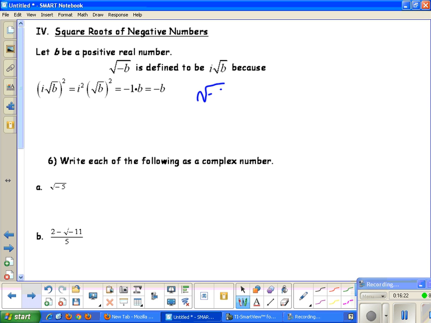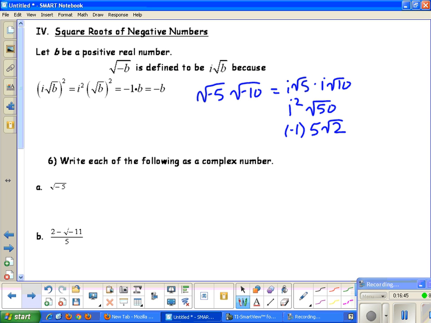For example, if you have root negative 5 times root negative 10, you have to do i root 5 times i root 10, and then this would give you i squared, and then root 5 times root 10 is root 50. i squared is really negative 1, and root 50 simplifies into 5 times root 2, so this would become negative 5 root 2, and that would be your solution.